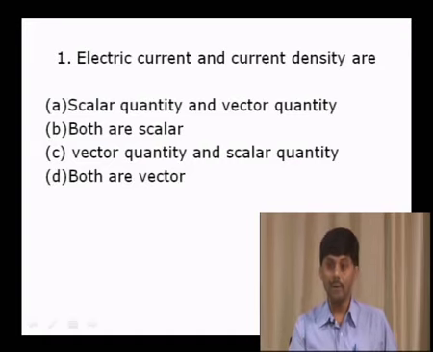Current density is a vector, it is in the direction of the motion of the positive charges. Therefore, the correct option is current is a scalar quantity and current density is a vector quantity. The correct answer for this question is A.